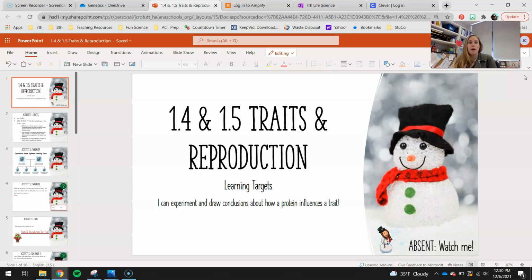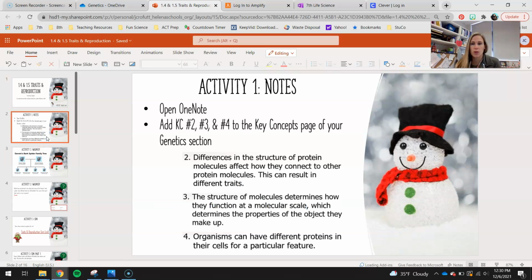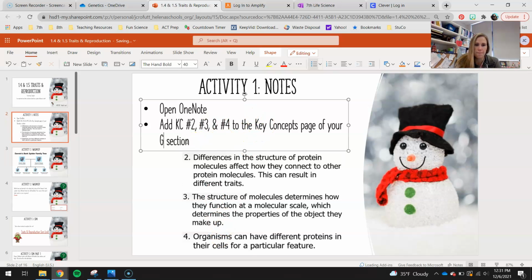To kick off, first you will add to your notebook. Go ahead, open up your OneNote, and add key concepts 2, 3, and 4 to your key concepts page. This should be in your traits and reproduction section.